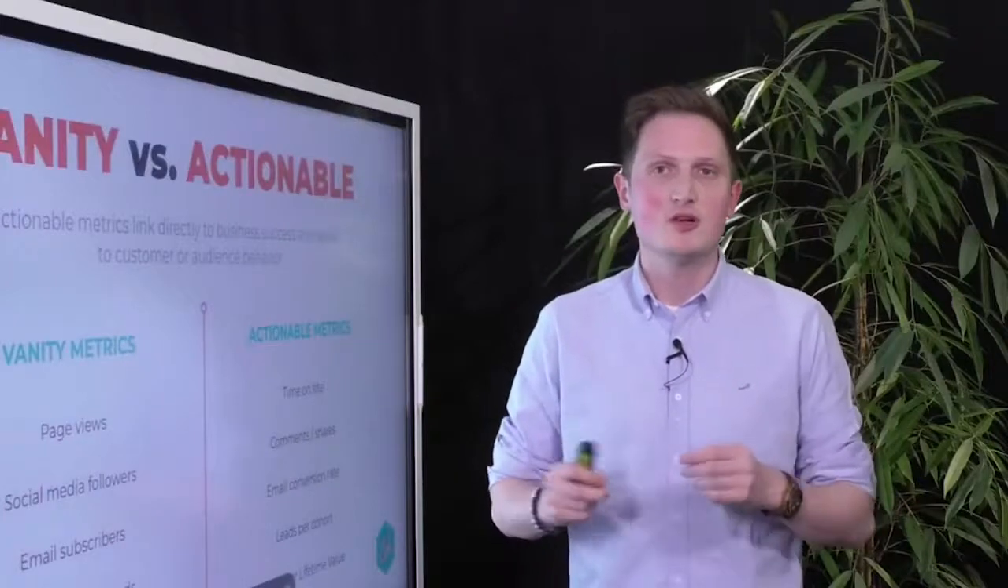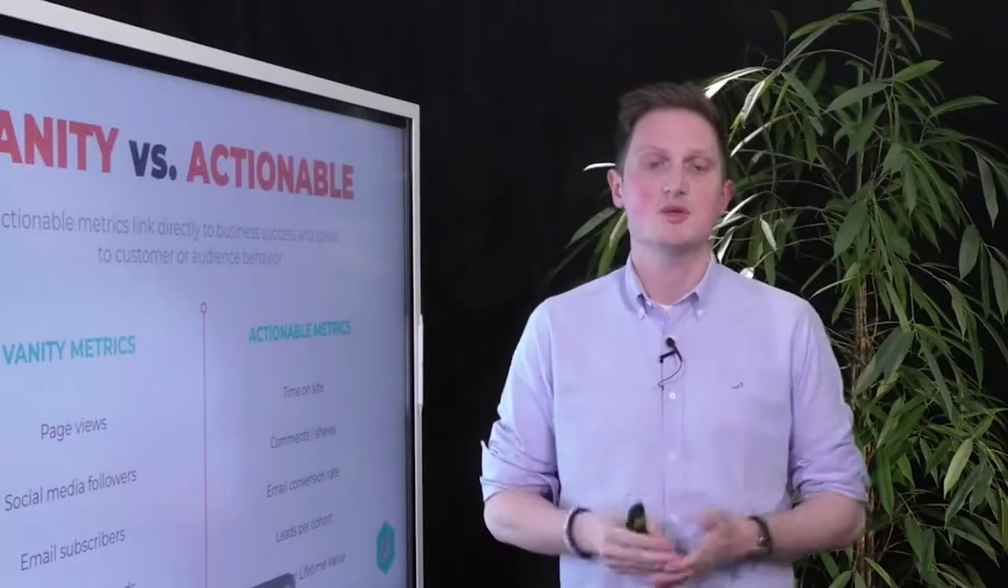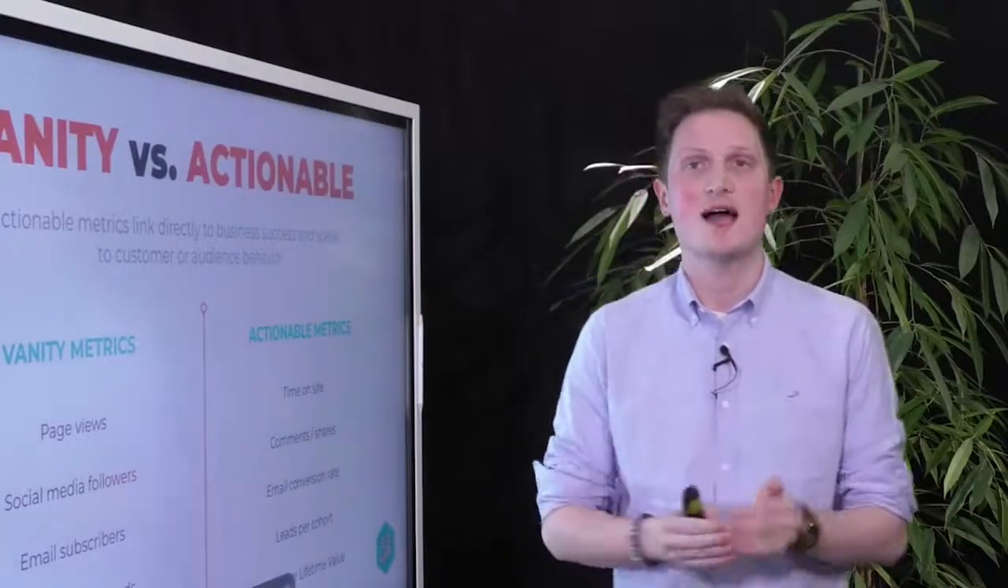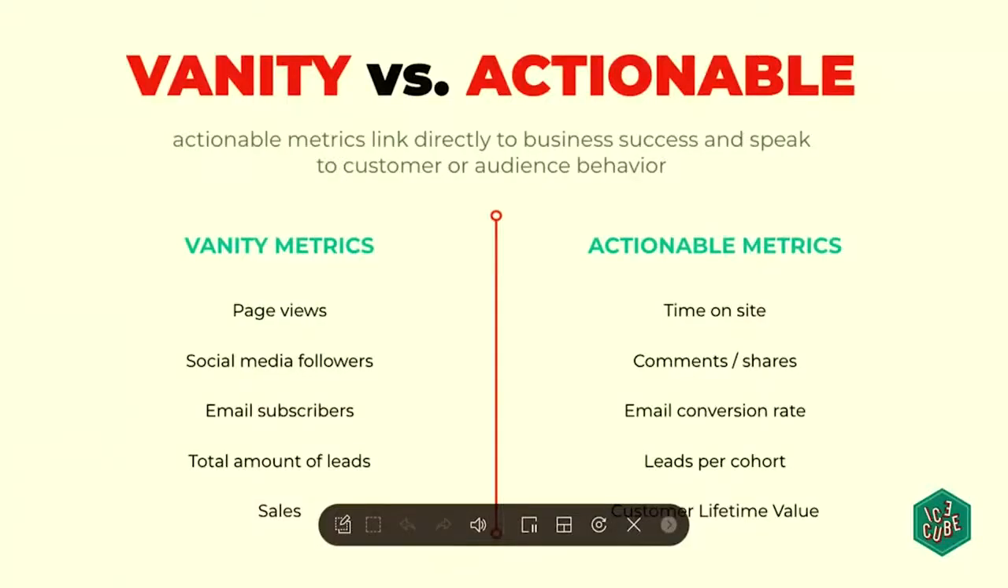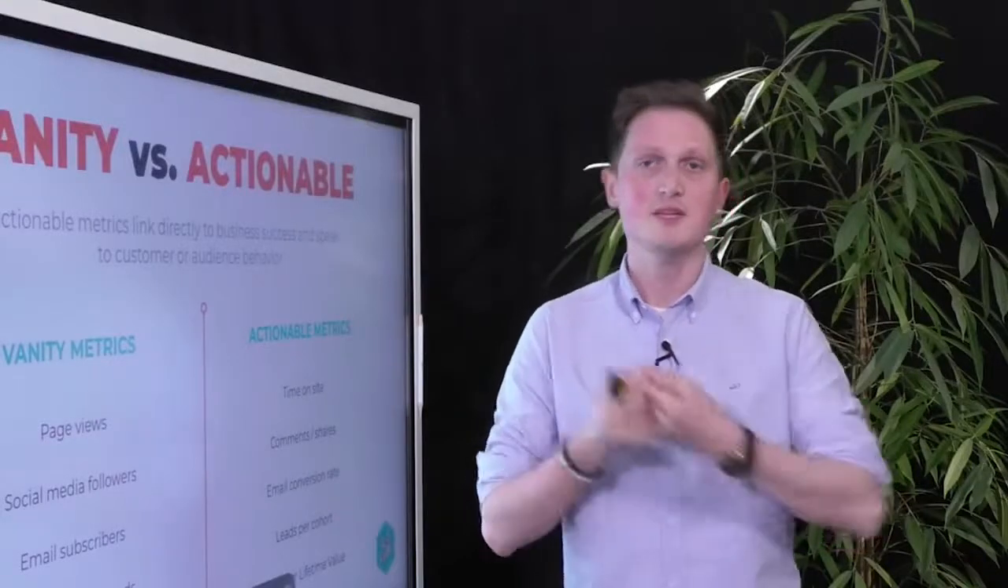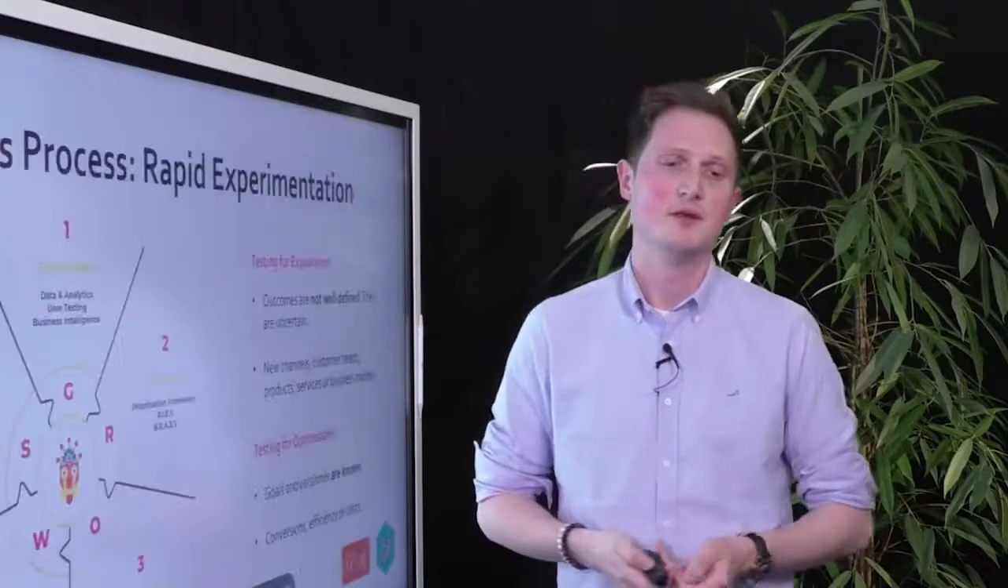So what does that look like, applying a vanity check to your metrics? Well, let's say you are tracking page views. That is a vanity metric. So how can we translate that to an actionable metric? Well, we're going to look at time on site instead. We're not going to look at social media followers. We're actually going to look at the comments, the shares, your engagement rate. That's way more important. We're not just going to count our email subscribers. We're going to look at what our email conversion rate is. And this is how we turn a vanity metric into an actionable metric.